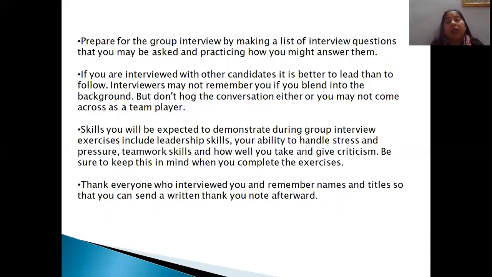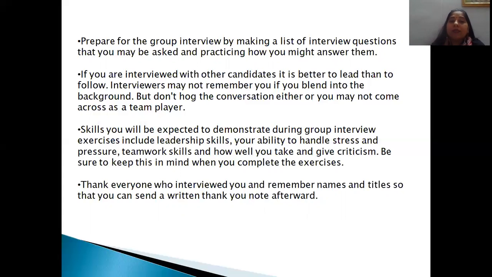If you are interviewed with other candidates, it's better to lead them than to follow them. If there are more than one candidates whom the interviewers are interviewing and you are given some situation where you have to discuss or give your points through, you must try to take the lead. Interviewers may not remember you if you blend into the background, so you have to stand out from the crowd, right? Don't hog the conversation either, or you may not come across as a team player, so you cannot dominate it as well. You should be very assertive and try to be the first one to put your points across.